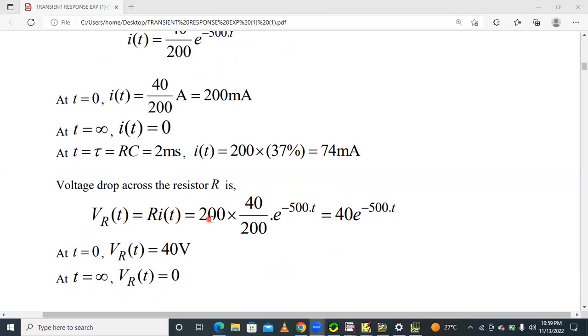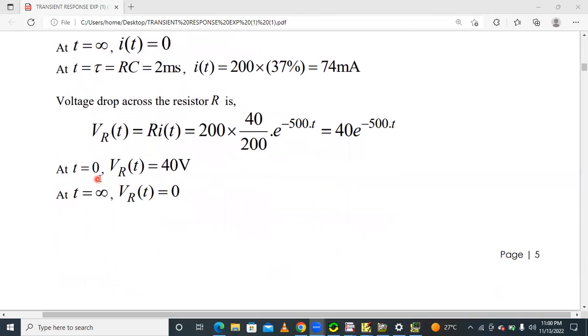The voltage drop across the resistor R is VR of t is equal to I of t into R. I of t is 40 by 200 into e power minus 500 t, times 200, so 40 into e power minus 500 t. Then at t is equal to 0, VR is equal to 40 volts. At t is equal to 0, in the transient condition, the capacitor does not allow sudden changes in voltage, so it acts as a short circuit. That means the voltage across the resistor is the source voltage.